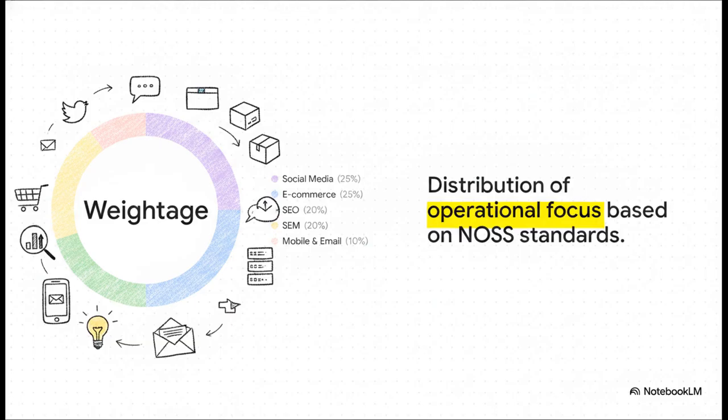Social media and e-commerce require the absolute heaviest lifting, eating up 25% of your operational weight each, which makes sense, especially since e-commerce involves those incredibly complex back-end inventory and order management systems. Then, SEO and SEM are right behind at 20% each, while mobile and email wrap things up with a combined 10%. You can absolutely use this as your baseline blueprint for resource allocation.